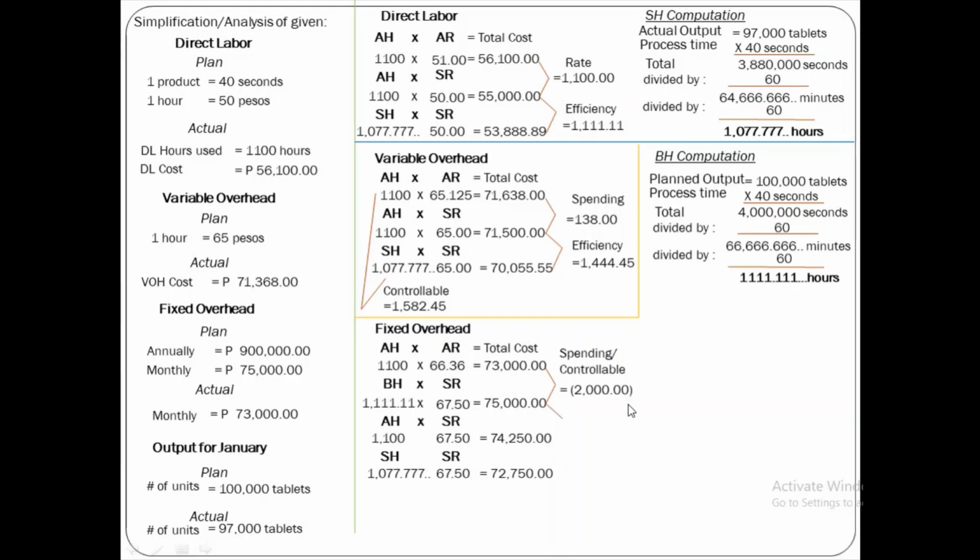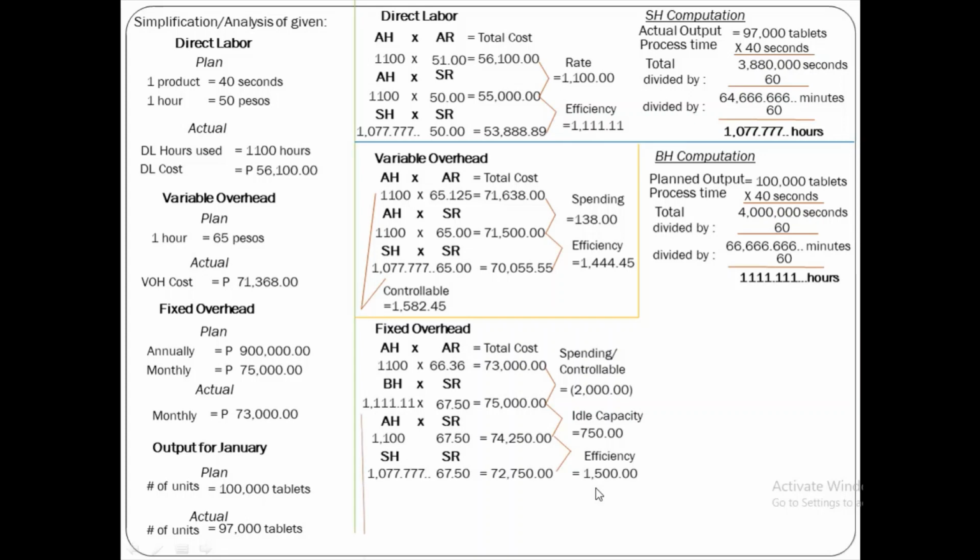The second and the third, 75,000 minus 74,250, is what we call the idle capacity variance. So that's 750 unfavorable. And the third and the fourth is what we call the efficiency variance. And the efficiency variance for the fixed overhead is 1,500 unfavorable.